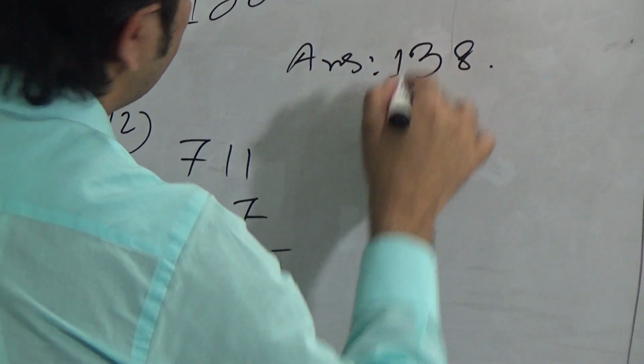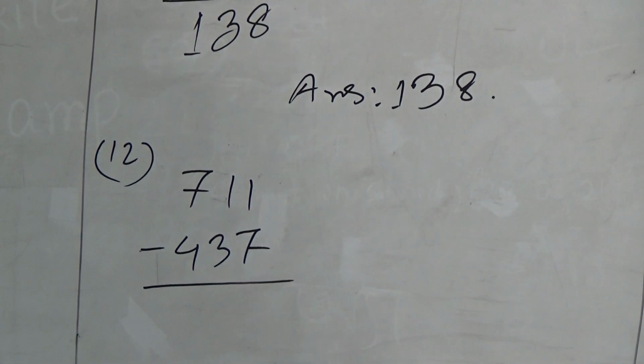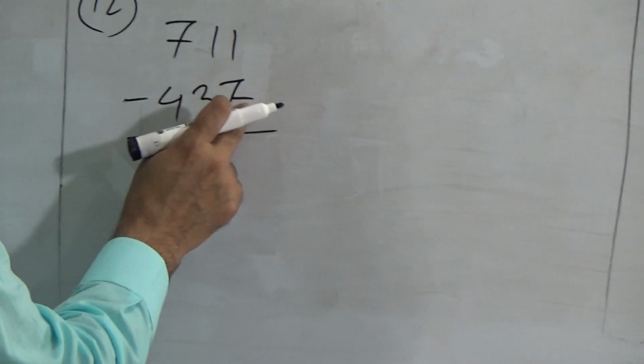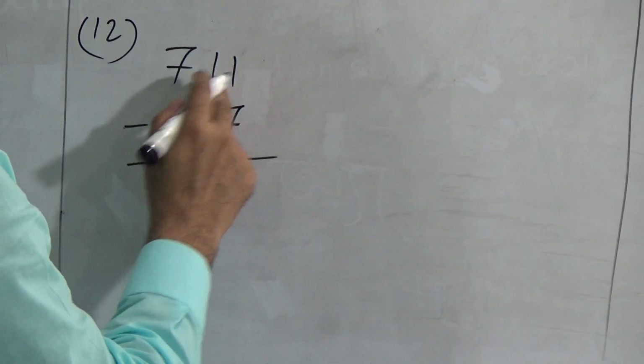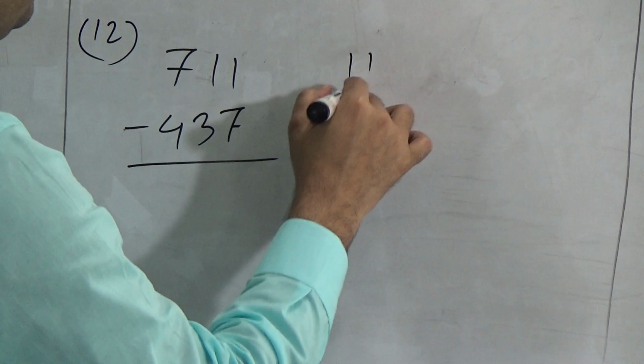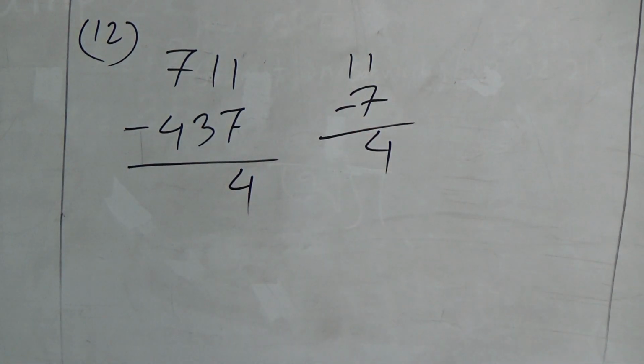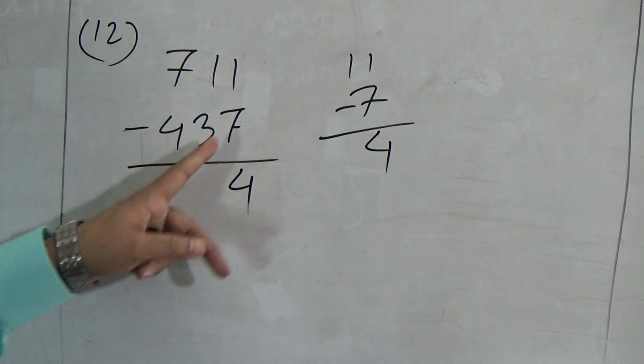So I'll solve the last question today. Okay, now see, it's not possible to subtract 7 from 1. So consider 1 with 1. This will be 11. Subtract 7. You will get 4 here. So write 4. Now, as I have considered 1 here, we have to give that one here.